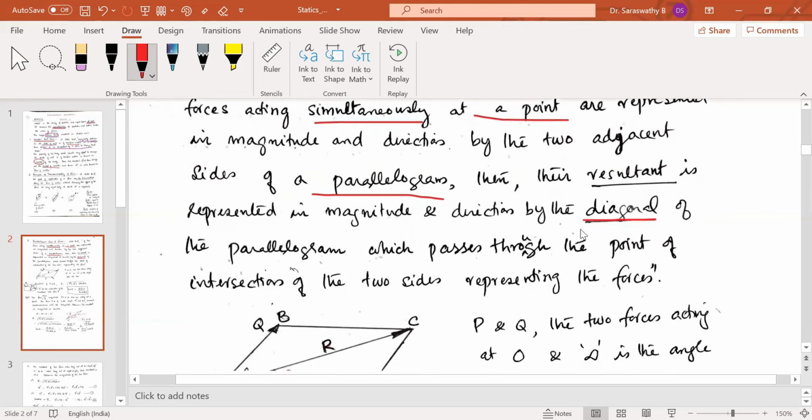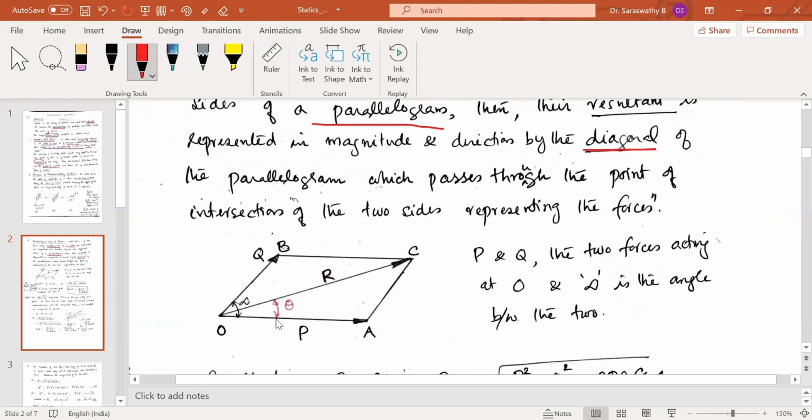I will illustrate it. Say a force P and another force Q. Both of them are acting at this point O, and the angle between these two forces is alpha. If the two forces P and Q acting at a single point are represented by the two sides, you complete this parallelogram. I'm going to complete this parallelogram. With these two sides, we have completed the parallelogram. Then this diagonal will represent in magnitude and direction the resultant of these two forces.